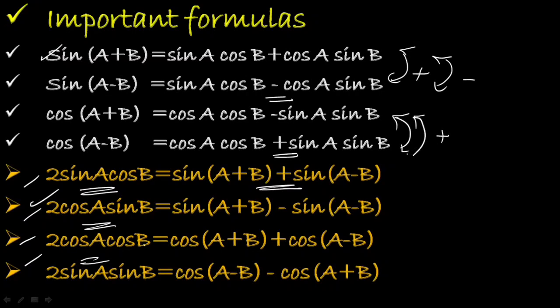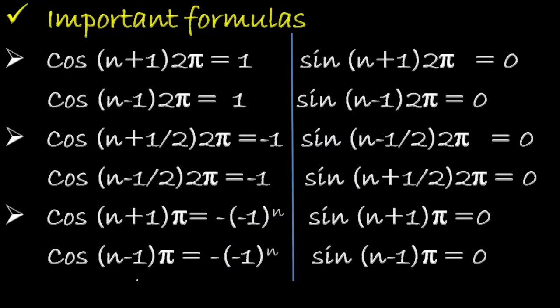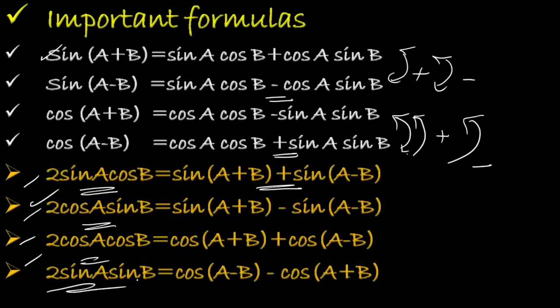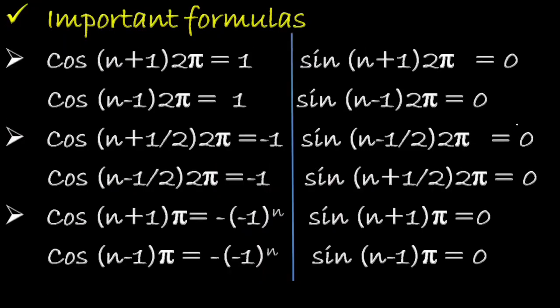Suppose you add this one plus this one, you have 2 cos a cos b, that is cos a plus b plus cos a minus b. Suppose you subtract, this one minus this one, that is cos a minus b minus cos a plus b is equal to 2 sin a sin b. Next important formulas, these are all the things that you can derive from these formulas. If you know sin a plus b, sin a minus b, cos a plus b, from this you can derive these.